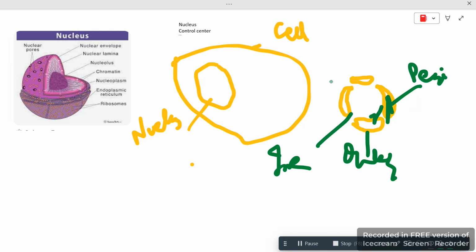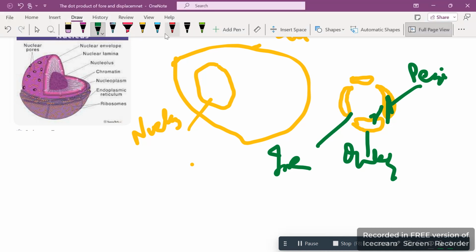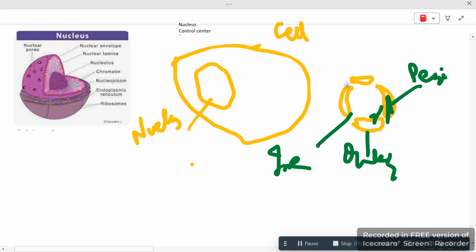Then we have something more interesting here. What is that? Look into this space, near the inner and the outer membrane, you'll find these pores. Pores simply means holes. What's the function of the holes now? So pores help in transportation.